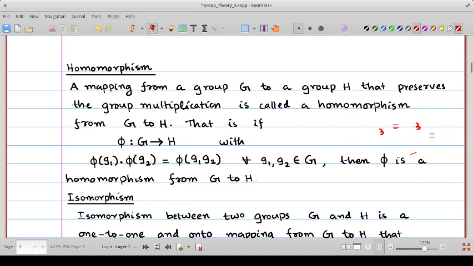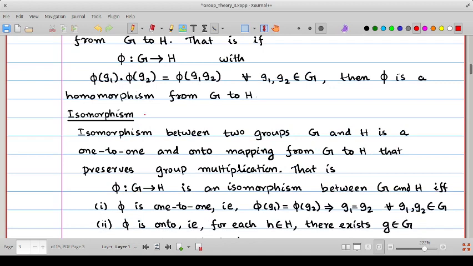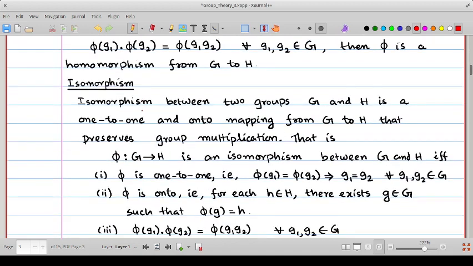Now we think of another kind of map, which is what is called an isomorphism. An isomorphism is defined the following way. It is also a map between two groups G and H, but this map, in addition to preserving the group multiplication, also is a one-to-one and onto map.